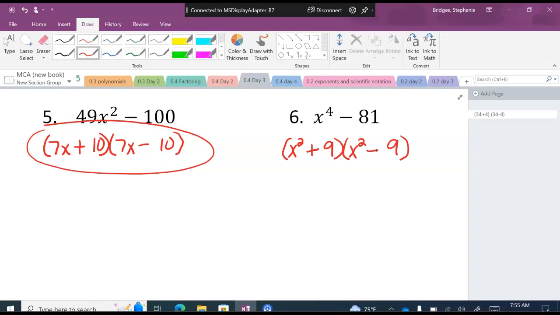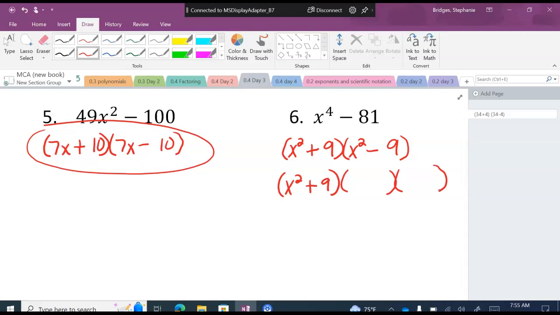The x squared plus 9, because the sum of squares cannot go any further. What I'm going to do is bring that one down. It can't be factored because they are both perfect squares and they are being added. However, x squared minus 9 can break down a little further.